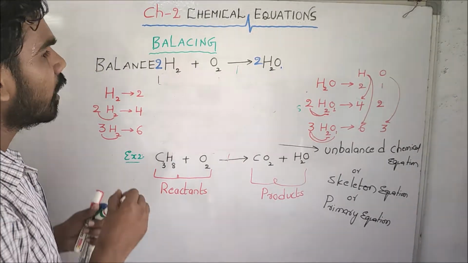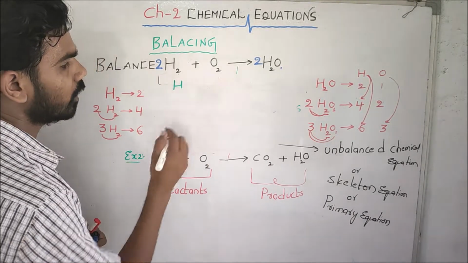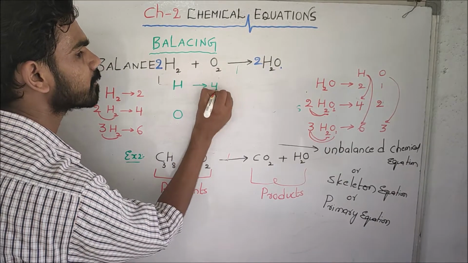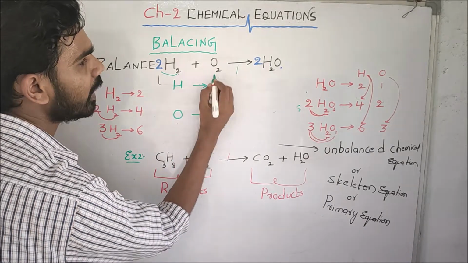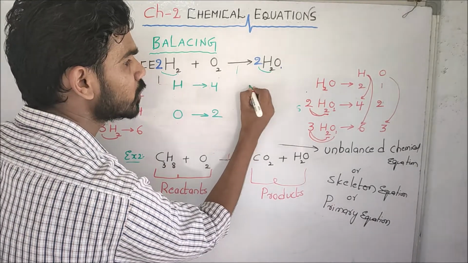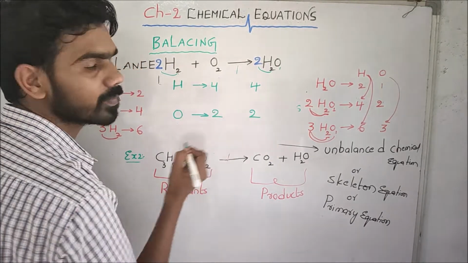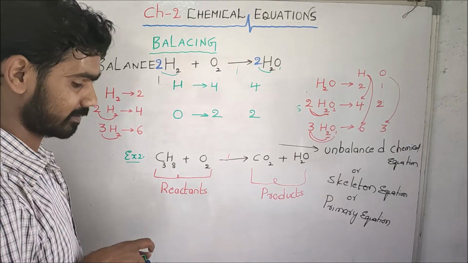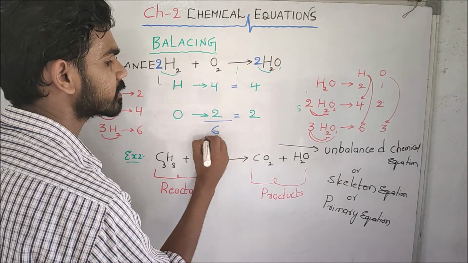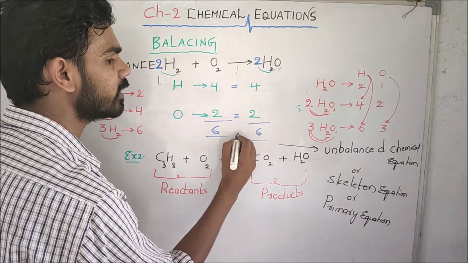We will see on the reactant side how many hydrogens are there? 2 into 2, 4 are there. How many oxygens are there? 2. Now on the product side, 2 into 2, 4 hydrogens. And how many oxygens? 2 into 1, 2. Now this time you see they are equal. Total number of atoms on the reactant side is 6. Total number of atoms on the product side is also 6.